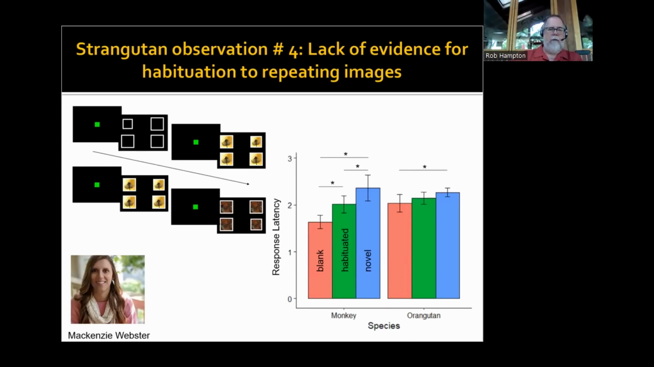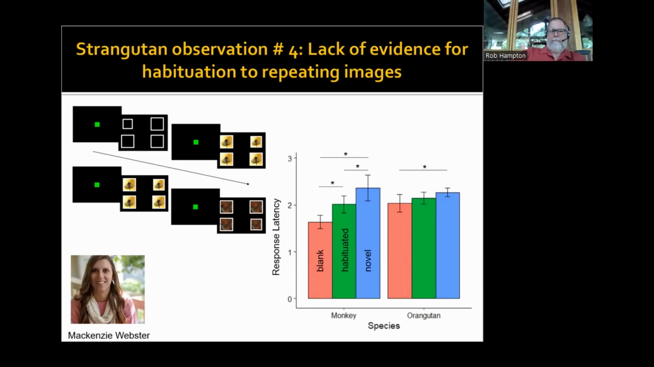So we've done multiple versions of this that are more or less showing us the same thing, and Mackenzie's wrapping up a final experiment that I'm not going to share with you because we don't have the full data here. But it's pretty surprising to us that in what we think is a super simple paradigm that ought to measure habituation, we're not seeing a really clear habituation signal in the orangutans, at least a much attenuated one.